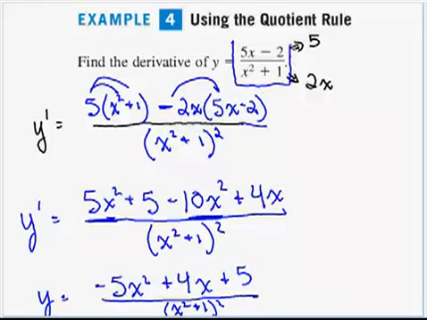And again, don't lose sight of the big picture. If we were to graph this function, the original function, it would be a curve in the coordinate plane. And if we wanted to find the slope at any given x value, we would put that x value into our derivative and find the slope at that point, that instantaneous rate of change.